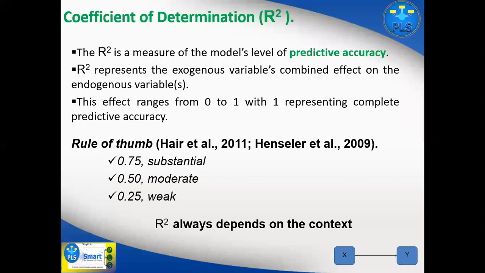Okay, we can now say R square is a measure of the model's level of predictive accuracy. How accurate your model is. R square represents the exogenous variables' combined effect on the endogenous variable. This effect ranges from 0 to 1, with 1 representing complete predictive accuracy. But you should note that in a reflective model, don't expect R square to be exactly 1, because it's just not possible.